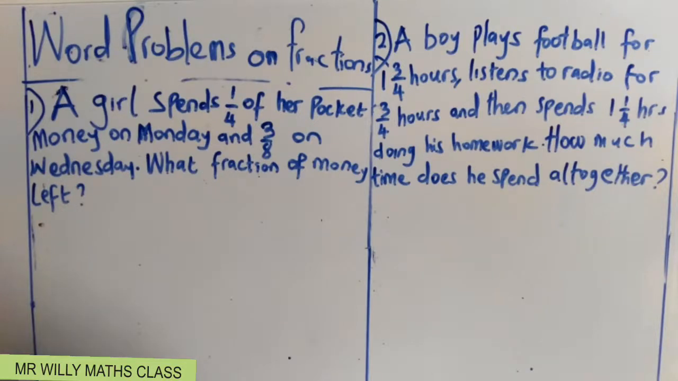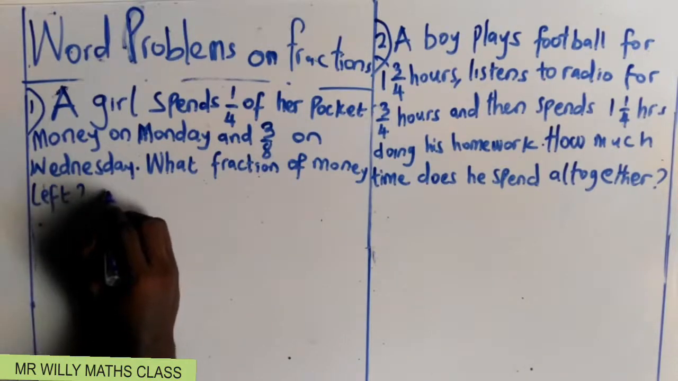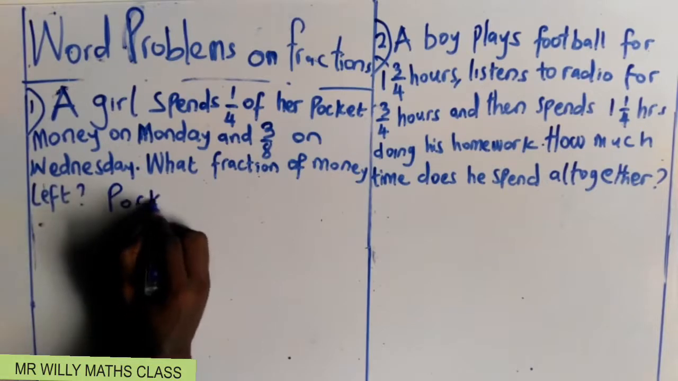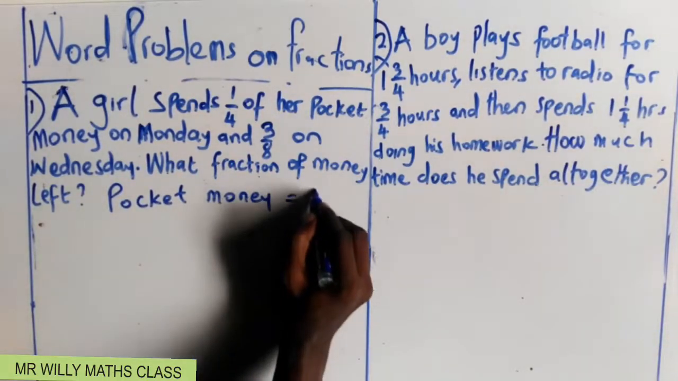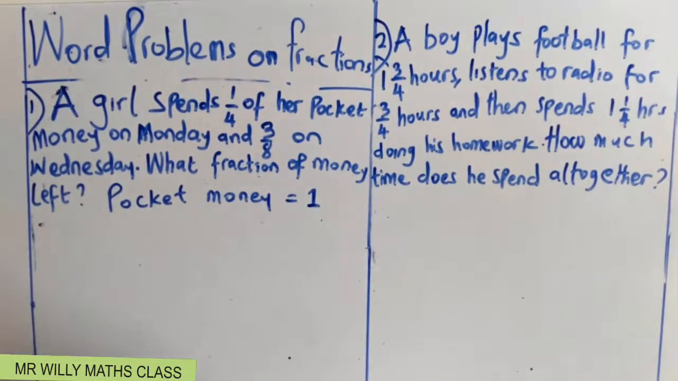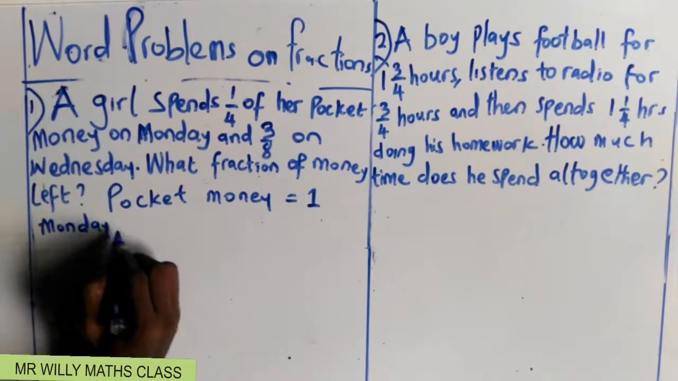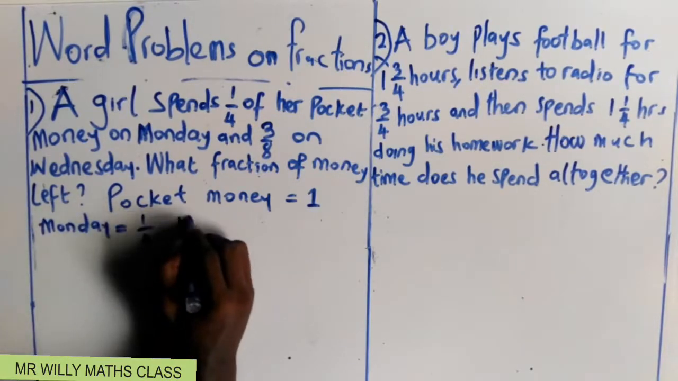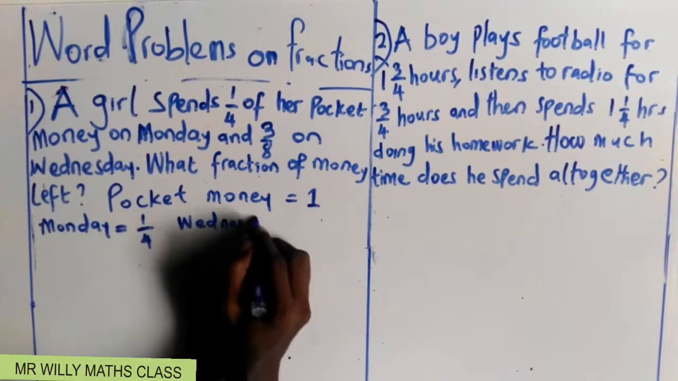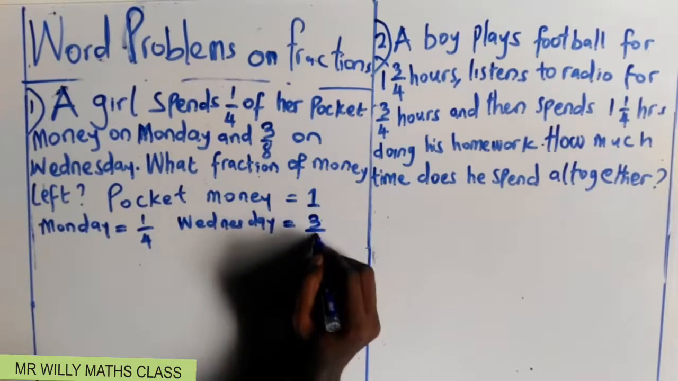So what we are going to do is assume that the total pocket money is 1. So she decided to spend on Monday, she spent 1/4 of it. Then on Wednesday, she spent what? 3/8 part of it. So the question is, what fraction is left?